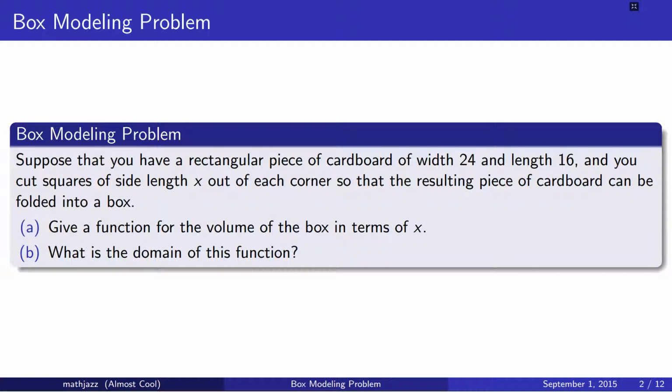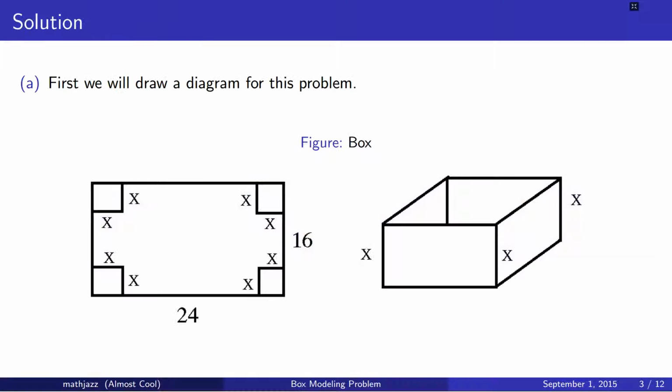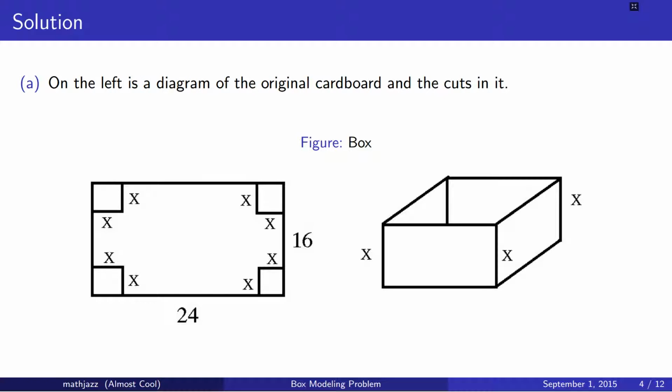You should pause the video now if you want to solve this on your own, because here comes the solution. A. First, we're going to draw a diagram for this problem. On the left side is a diagram of the original piece of cardboard with the cuts placed into it, and on the right is a diagram of the folded box.